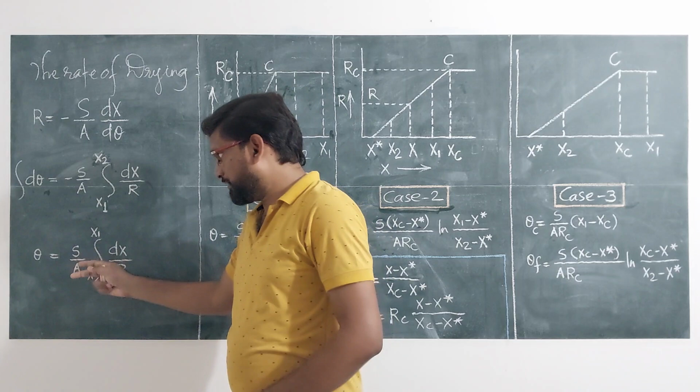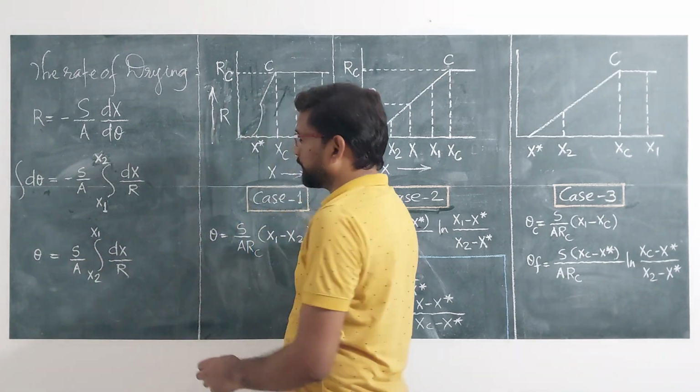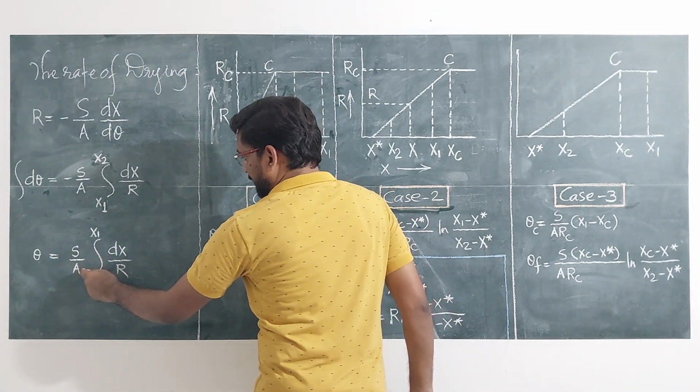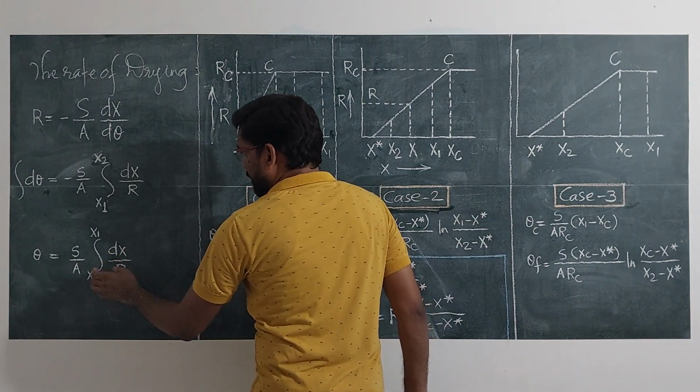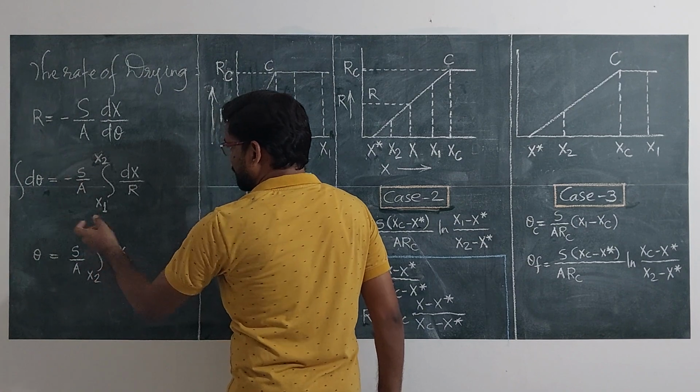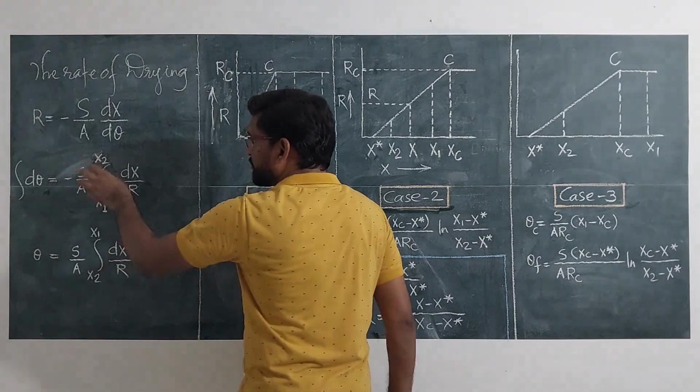Simplifying this equation, we get theta is equal to S divided by A integral x2 to x1 dx upon R. Now the minus sign has disappeared because we have changed the limit. We have interchanged the limit.